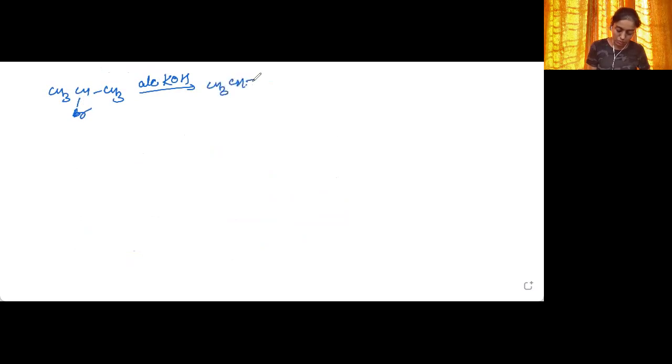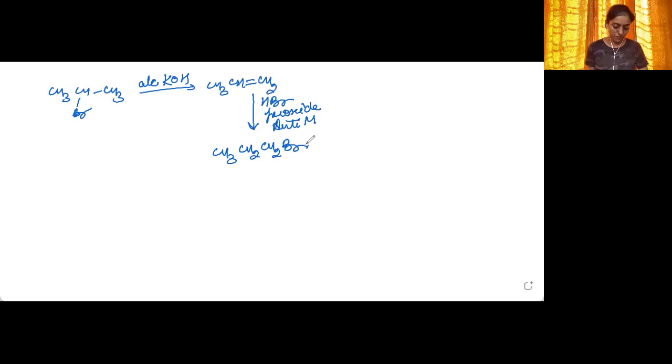So it was 2-bromopropane, CH3CHBrCH3. I'm just treating it with alcoholic KOH so that it undergoes dehydrohalogenation, giving CH3CH=CH2. And now I will be treating it with HBr in the presence of peroxide. That is anti-Markovnikov's rule, giving CH3CH2CH2Br. So our product is formed.